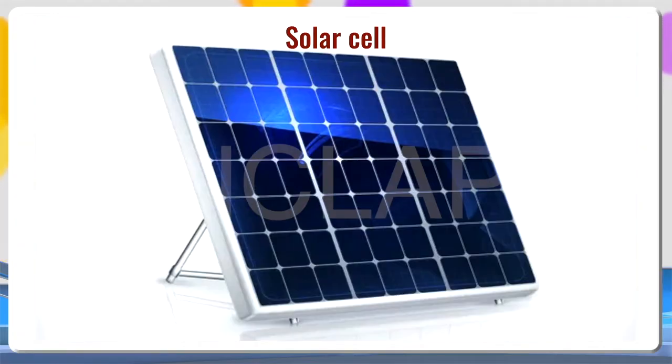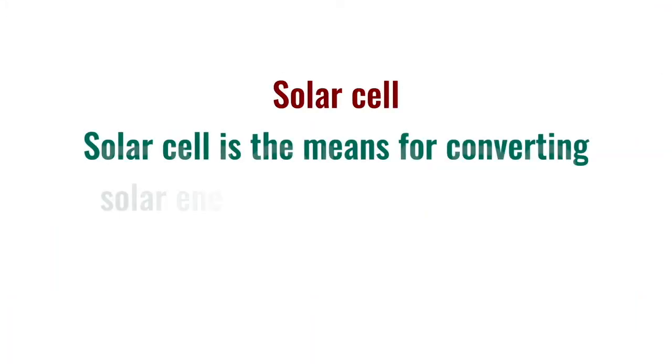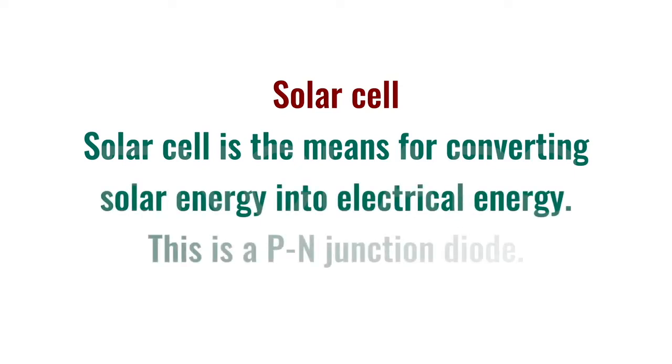Electricity is one of the most widely used forms of energy. We are now able to generate electricity from solar energy using solar cells. Solar cell is the means of converting solar energy into electrical energy. It is actually a PN junction diode.